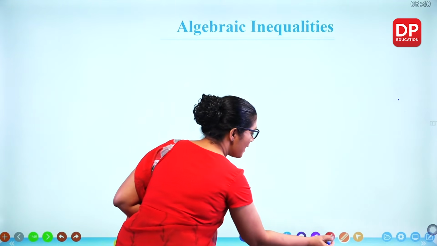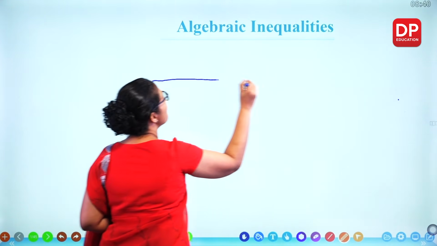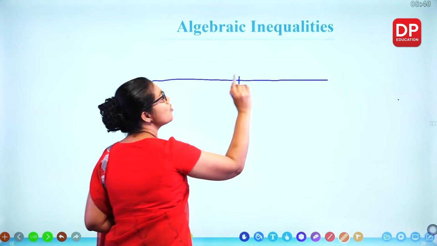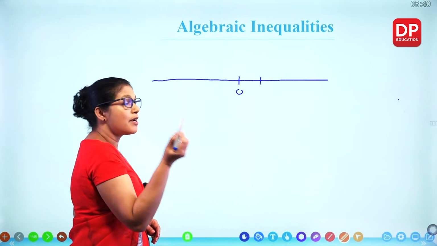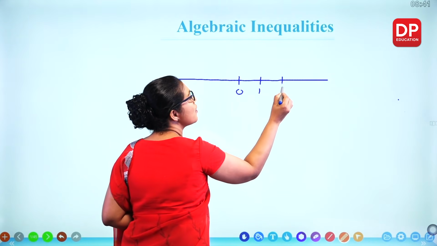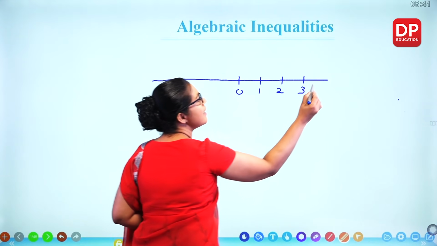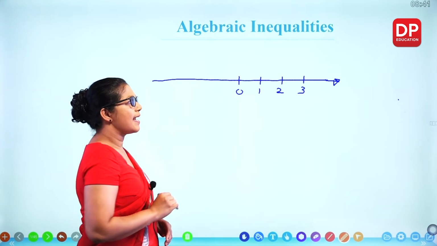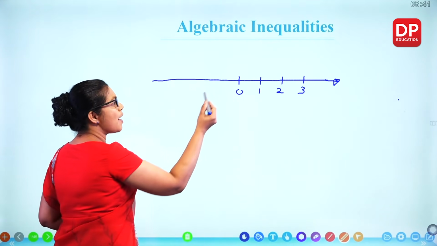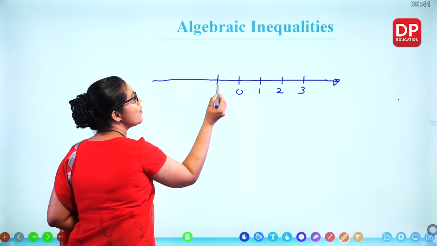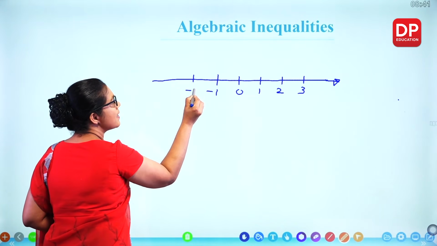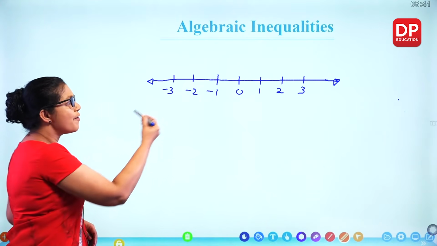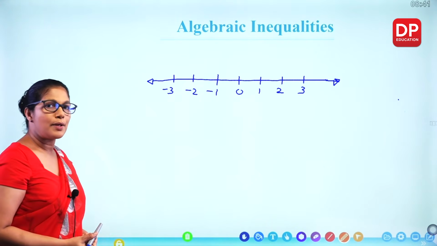When you take a number line, we know we put 0 in the middle and to the right side we put positive numbers. So I can write 1, 2, 3 like that, and then we can use an arrow towards this side. What about the negative numbers? So left to 0 we put negative numbers. And then we can put an arrow representing that this is continuing.